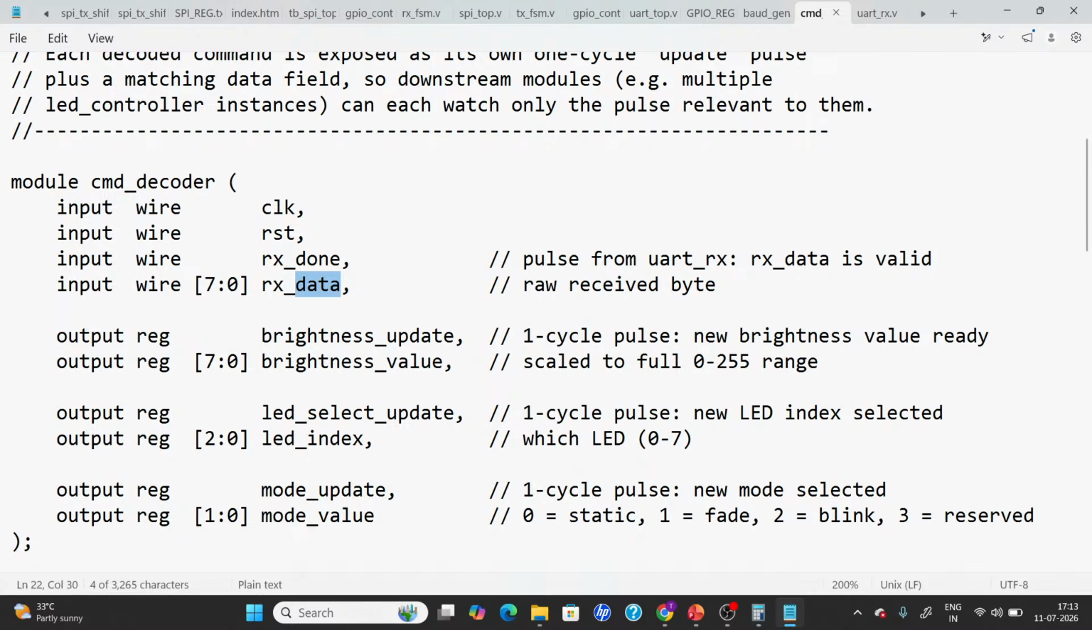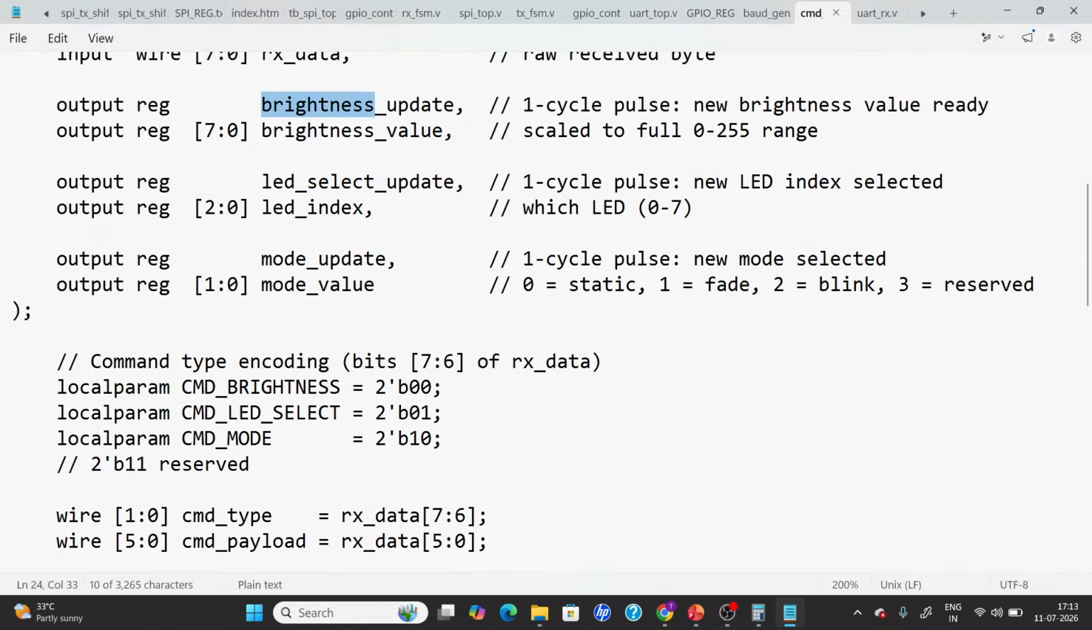That means if I'm going to update the brightness value, I'm going to tell that I have updated the brightness. If I'm going to update the index value, I'm going to tell that I have updated the LED select. And if I'm going to update the mode value, I'm going to say that I have updated the mode. Like this, I'm going to say. So these are just single cycle pulses.